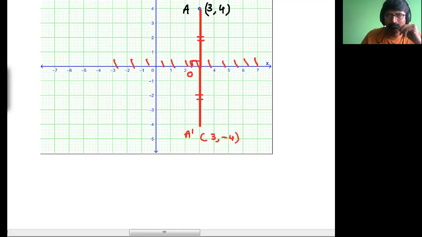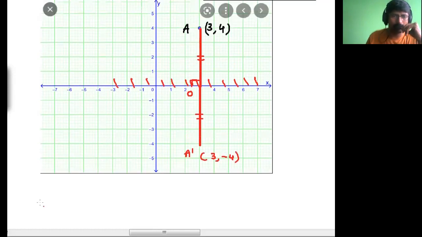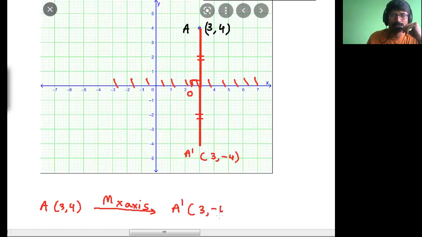So what exactly we learned over here? So let's conclude this. When point A, 3 comma 4, reflects under x-axis, they write like this way: mirror image under x-axis. Point A, when reflects under x-axis, 3 comma 4, it becomes A prime, and the coordinates are 3 comma -4. I hope you understood this.